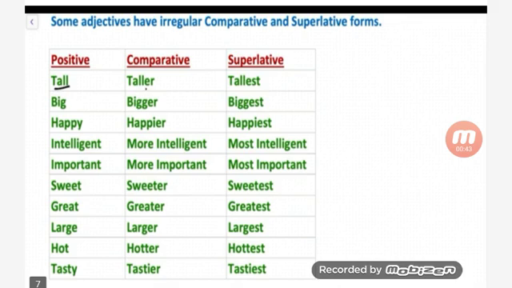Children, some adjectives have irregular comparative and superlative forms. Now look at here, positive, comparative and superlative degree. Tall, taller, tallest, big, bigger, biggest, happy, happier, happiest, intelligent, more intelligent, most intelligent, important, more important, most important, sweet, sweeter, sweetest, great, greater, greatest, large, larger, largest, hot, hotter, hottest, tasty, tastier, tastiest. Students, here we have used simply er in the comparative and est in the superlative degree.